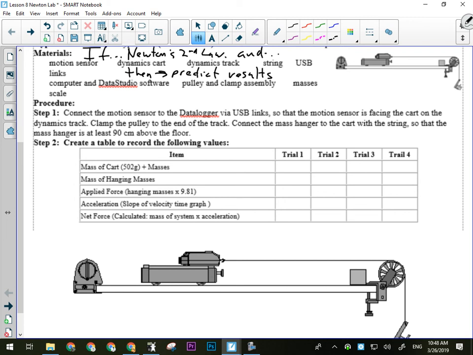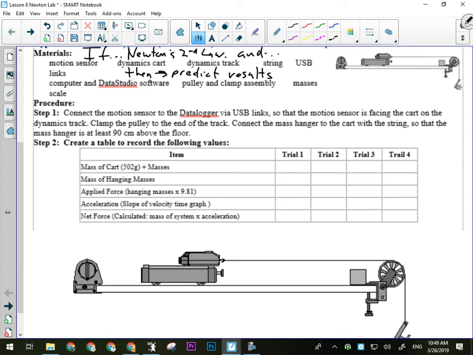One of the things in the analysis that you're going to be required to do is to look at your net force and your applied force and decide what forces really affected your experiment. You'll have to figure out what forces were involved, and then tell me how they affected the experiment. That's part of the analysis.